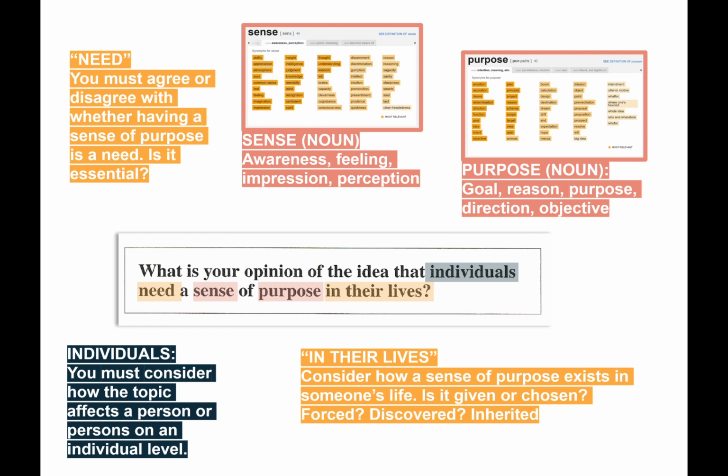Well, I already know what the words sense and purpose mean. Again, it helps me to look up synonyms and antonyms because they might expand how I'm considering that word. So I started with sense. Sense is being used as a noun in the sentence. As a noun, sense means awareness, feeling, an impression, or a perception.